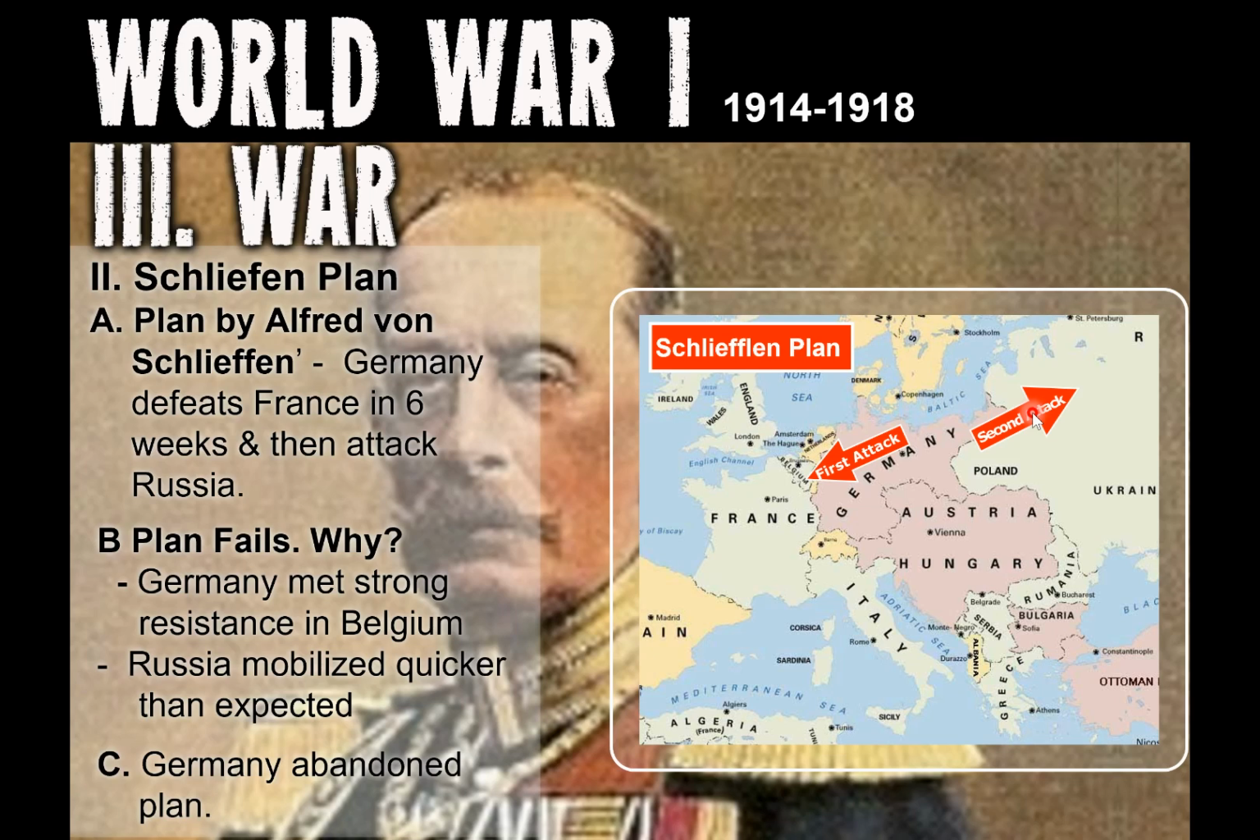Every available soldier was hurled into the struggle, and reinforcements were needed. More than 600 taxi cabs actually rushed soldiers from Paris to the front. After 4 days of fighting, the German generals gave the orders to retreat. The other reason is that they were faced with strong resistance at the Battle of the Marne, but also Russia mobilized quicker than expected. So Germany had to abandon this particular plan.